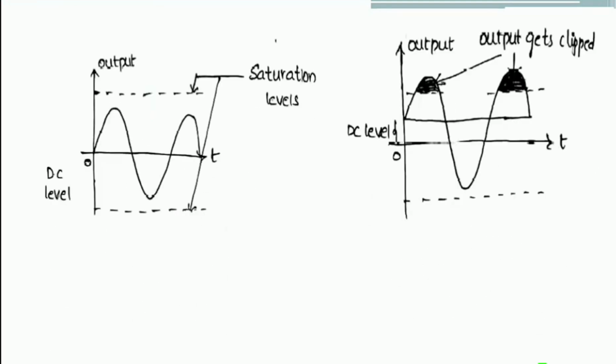If you observe, this is the output signal with 0 DC level. For the op-amp we have some saturation levels, that is plus Vsat and minus Vsat, which are nothing but the power supply levels, and here the DC level is 0. That's why an amplified output with no information loss, that is distortion free, is obtained.